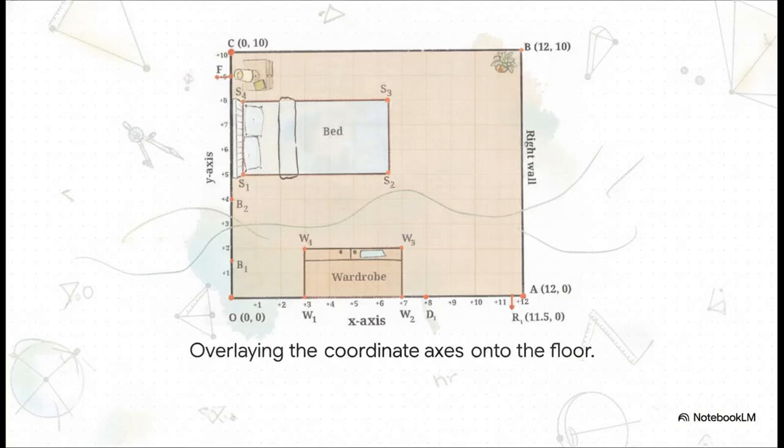Now, what's really interesting here is watching how this physical room transforms into formal mathematics. When we overlay the abstract math right onto the floor plan, the left wall of the room suddenly becomes our vertical y-axis, and the bottom floor edge becomes our horizontal x-axis. And just like that, every single piece of furniture, the bed, the wardrobe, the door, suddenly has an exact, mathematically definable address on this 2D plane.